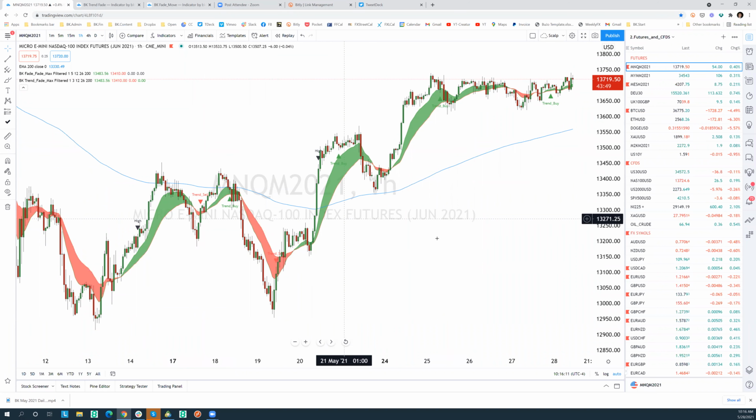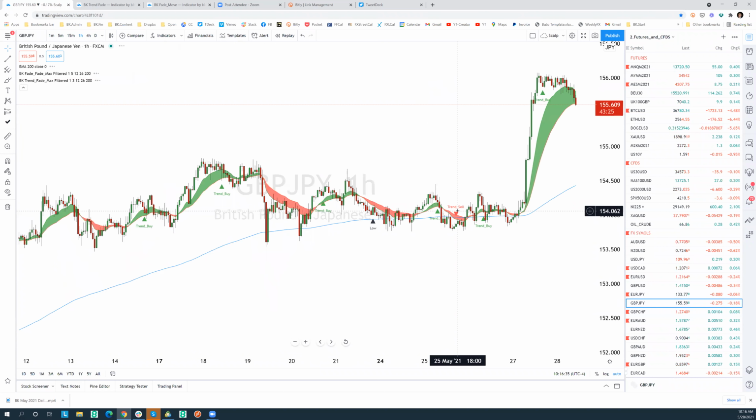This is actually Nasdaq futures on a 1-minute chart. It's funny. Pound yen. Okay, pound yen. So this is 1 hour, right?